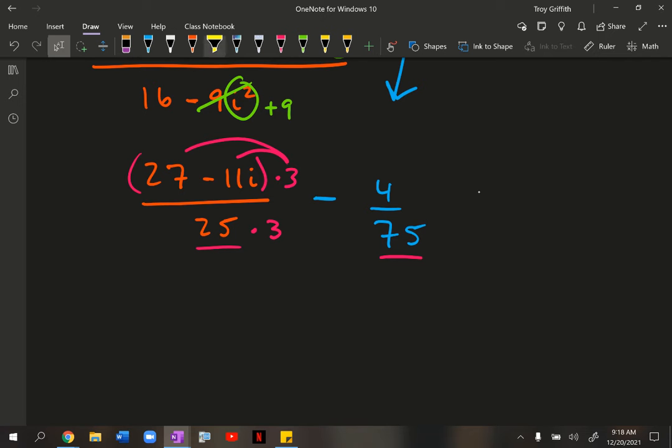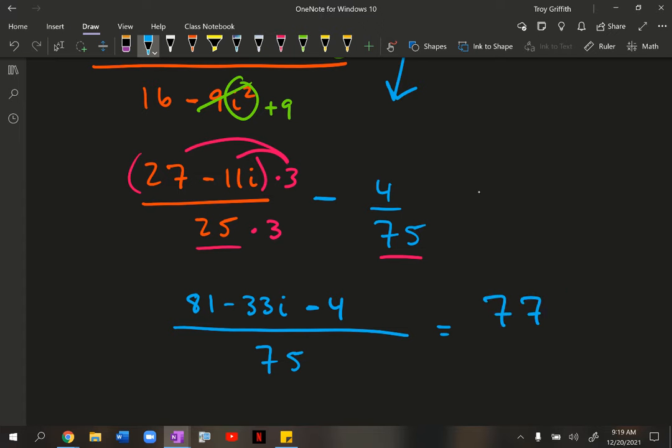I can put all of this on the same fraction now, because they have common denominators. From here, we just have to make sure we get our multiplication right. 27 times 3 is 81. Negative 11i times 3 is negative 33i. And then I have this minus 4 hanging out at the end from the 4 over 75. My very last step here would be to combine like terms. 81 minus 4 is 77, minus 33i, all divided by 75. So that's the final answer.